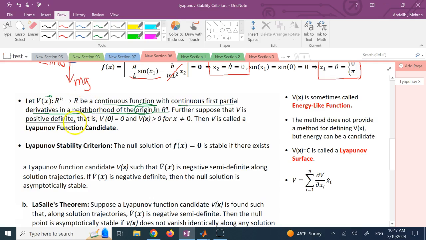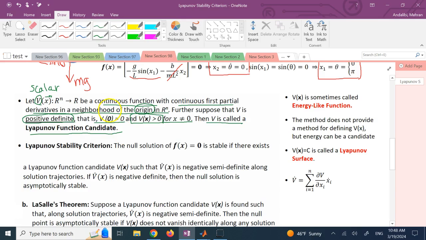If this V function is a positive definite function, what does positive definite mean? It means it's only zero at the origin. By the way, this V is a scalar function, okay? So you pass to it vector x, but this V itself is what? It's a scalar function. So here, this V function at a state of 0, at the origin, is 0, but anywhere else it's not equal to 0, and actually it's positive. Okay, then we call this V function a Lyapunov function candidate.